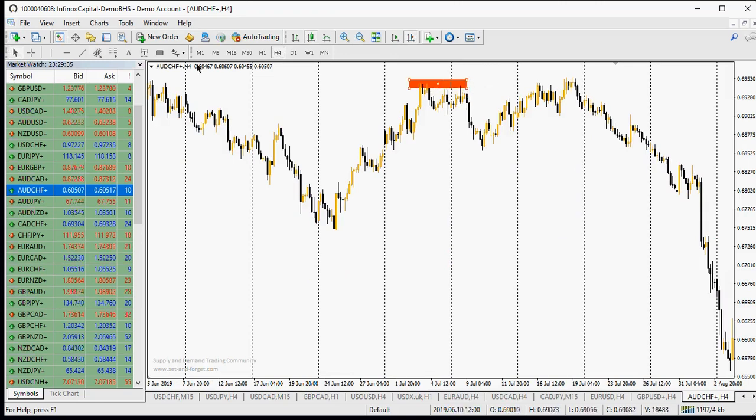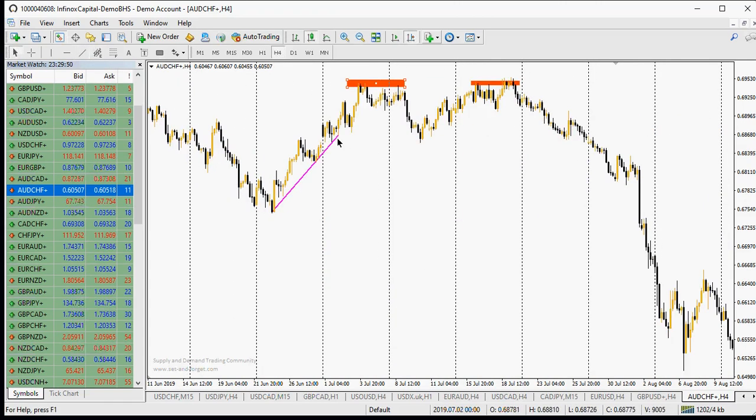For me, I'll take this as same thing, and I'll take it as a double. This is a double top. Market came down, came up again to almost the same area, and then it dropped. This is what we call a double top.